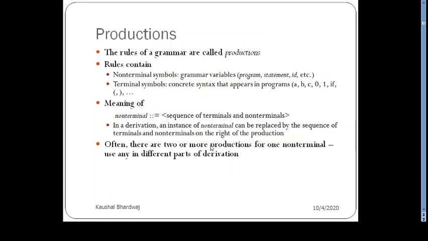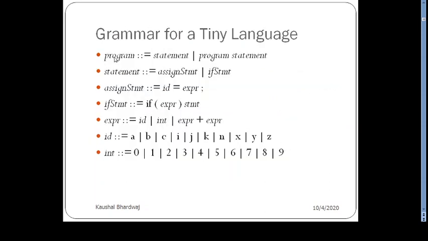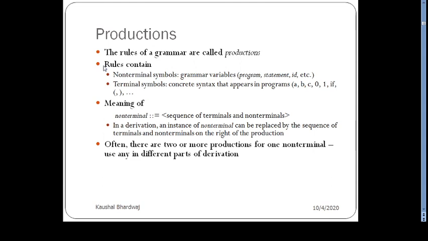Now, often there are two or more productions for one non-terminal. For example, here we will see program gives a statement, or program gives program statement. Two productions for one non-terminal program. So what is going to happen is that not both of them will be used at the same time, but in some part of the derivation one production will be used and another production will be used in another part of the derivation.